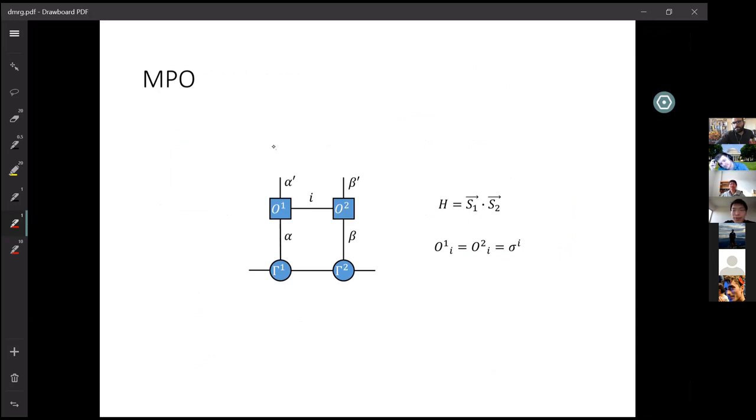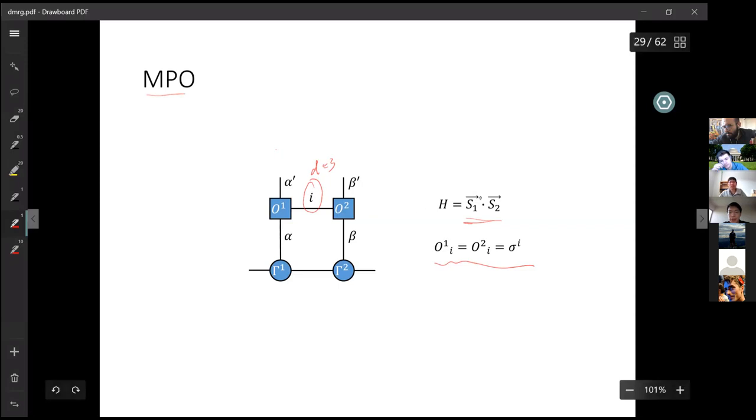So we need to define what the matrix product operator is. An operator can also be written in this tensor product form. The Hamiltonian, for example, here is a Heisenberg Hamiltonian. In the Heisenberg Hamiltonian, we have 3 terms, SxSx, SySy, and SzSz, right? So we just assign the 3 terms to the 3 indices, so the bond dimension of this index is 3. Right? So we write the tensor elements like this, and then this tensor network will give us an operator like this.